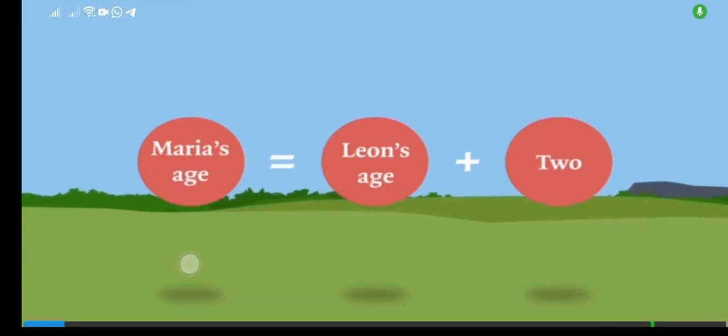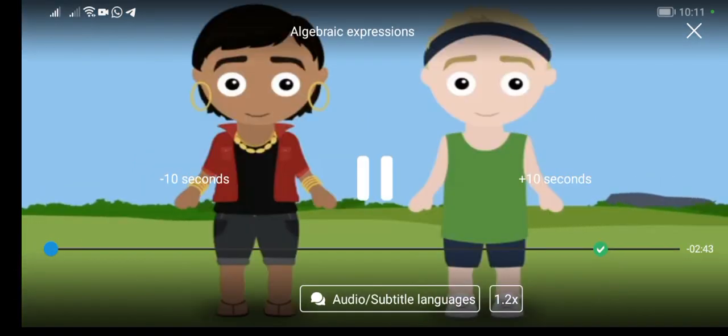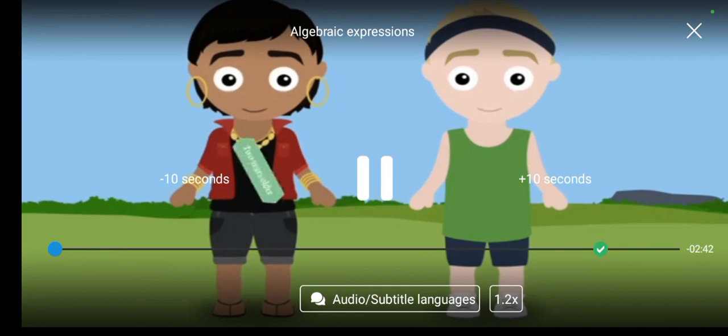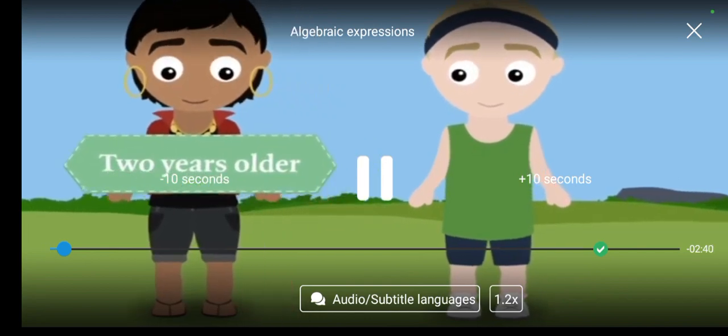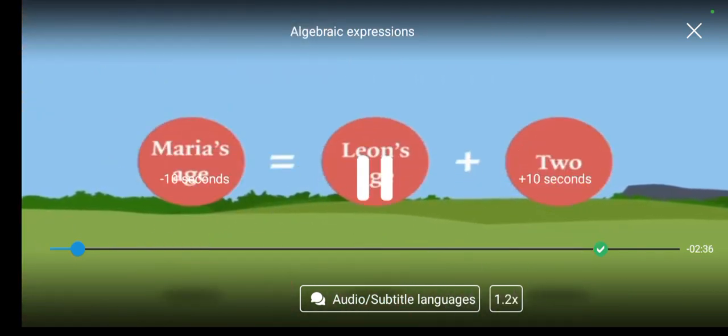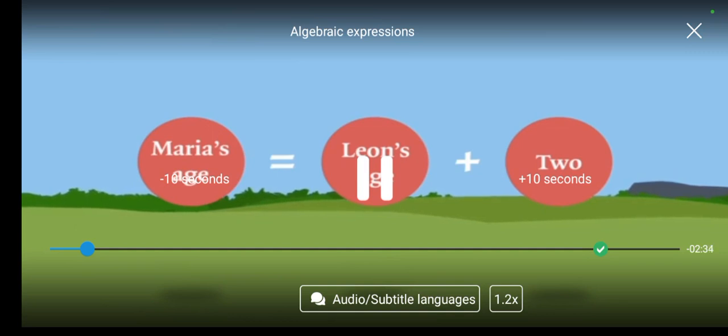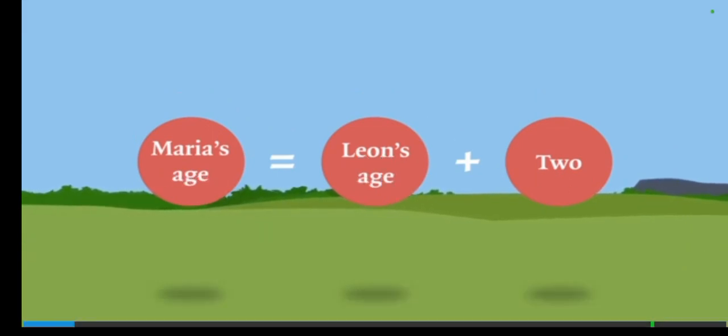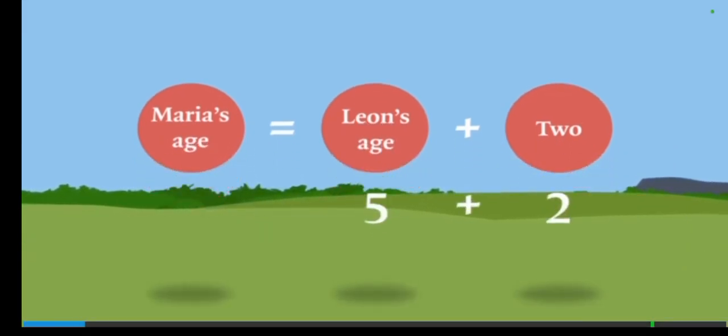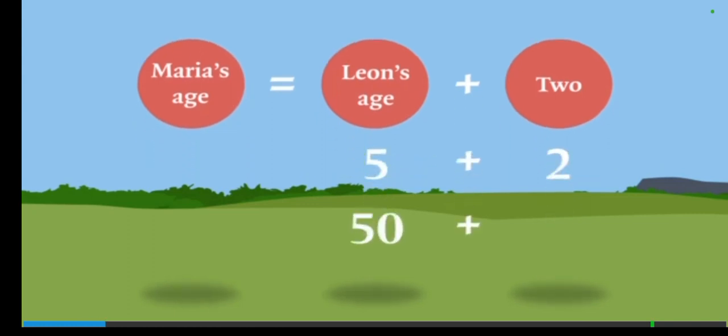Plus 2. If Leon is 5, how old is Maria? She's 2 years older than Leon. Maria's age is equal to Leon's age plus 2. If Leon is 5, we can write Maria's age as 5 plus 2. If Leon is 50, we can write Maria's age as 50 plus 2.